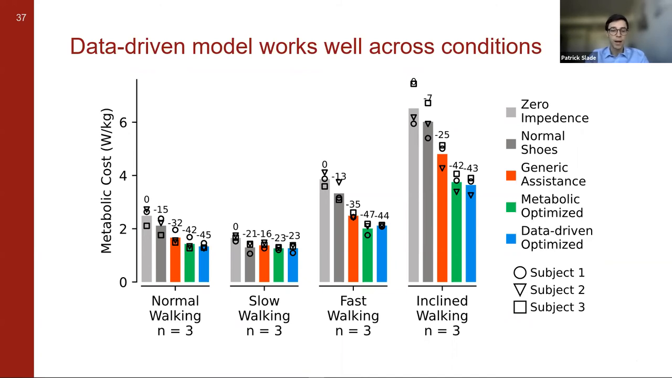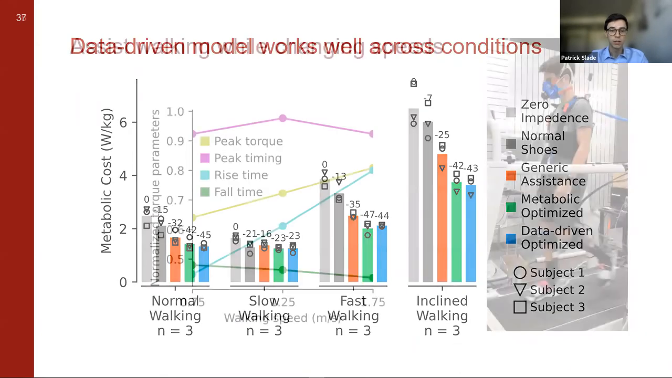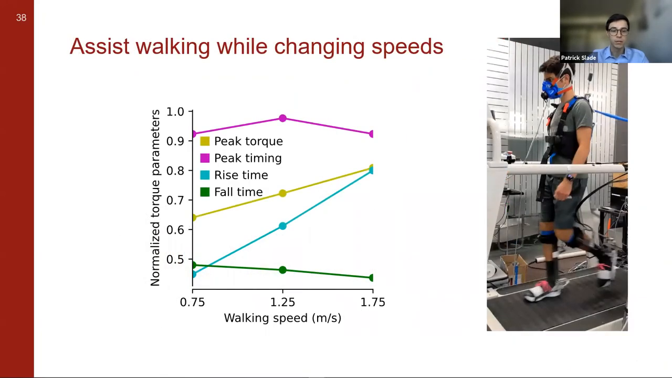Now that we have been able to optimize many different speeds for these participants, we can start to think about how we might assist someone who is walking in an everyday routine where they're changing speed and starting and stopping. Previously, exoskeleton research has really been just in a lab setting, on a treadmill at one fixed speed. The way that we tested this was we took the optimized parameters at three different speeds. And as we had a participant change speed on a treadmill, we slowly changed the parameters as a function of speed.